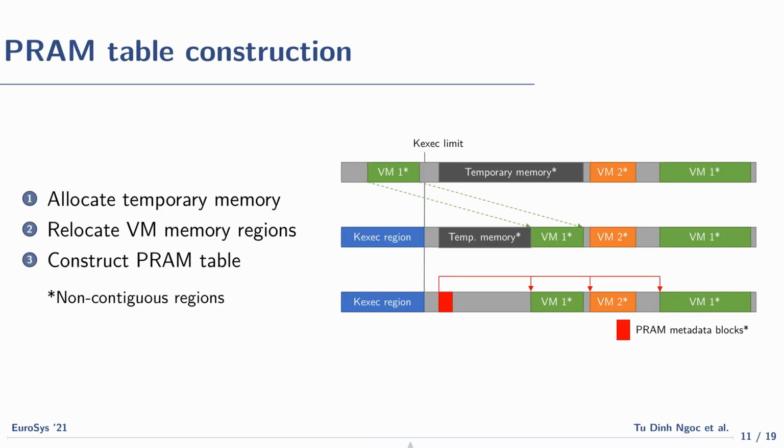We call these metadata table pages PRAM, and the way we construct the PRAM pages is that first of all we allocate some temporary memory. We then define some regions of physical memory that must be preserved in the host, and then copy any VM memory that's living there into the temporary region. We finally use the remaining temporary memory to construct a PRAM table for each VM.